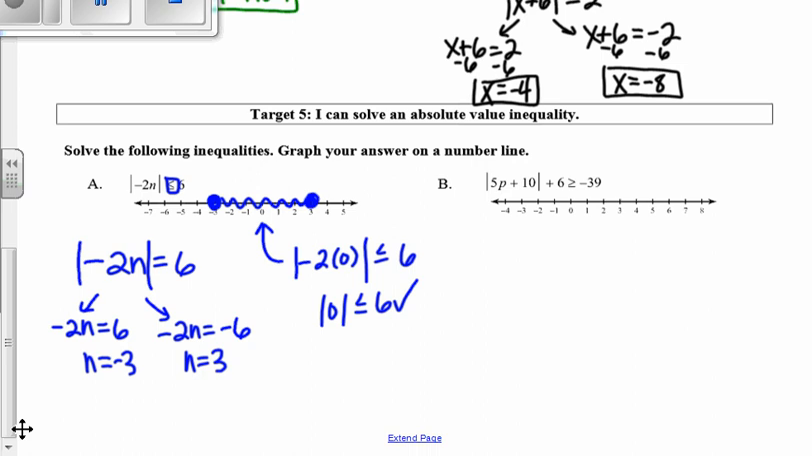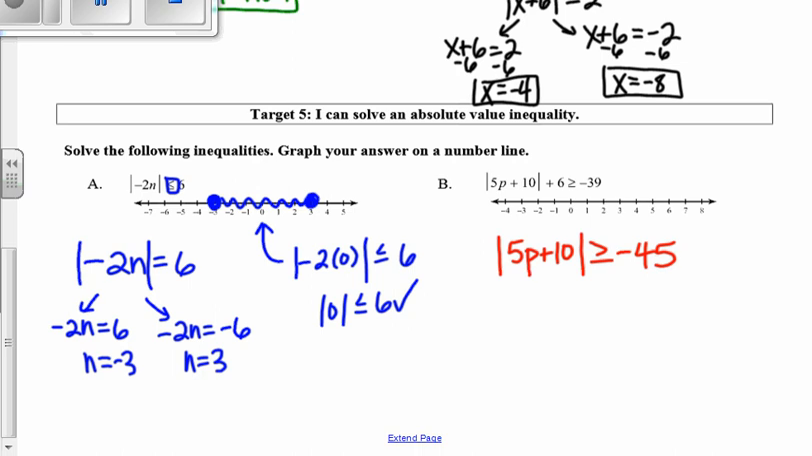So let's take a look at another example. All right, so we have the absolute value of 5p plus 10. And I'm going to go ahead and subtract that 6 over. So it is greater than or equal to, and if I subtract the 6 over, I get -45.